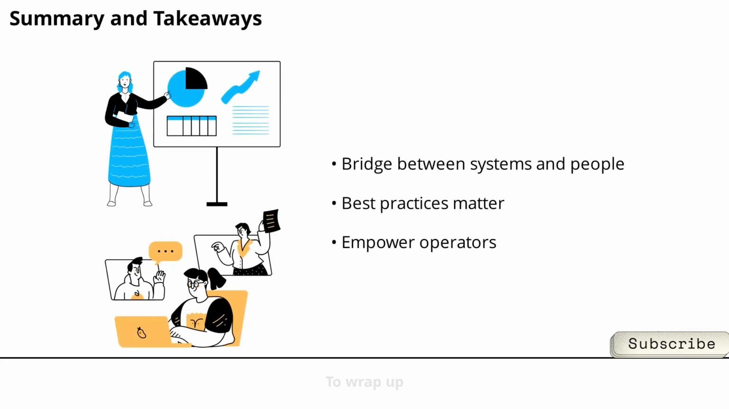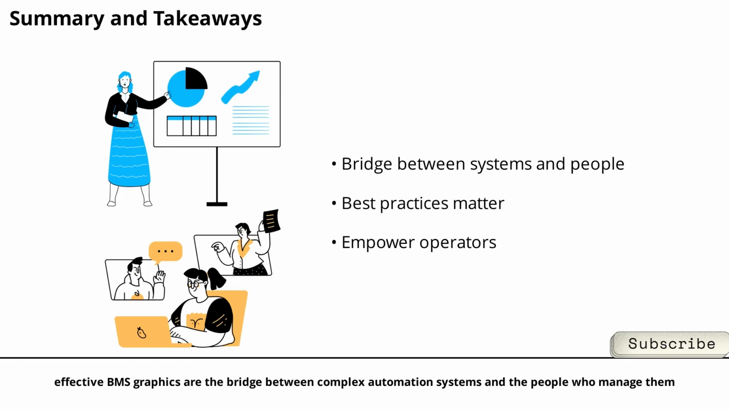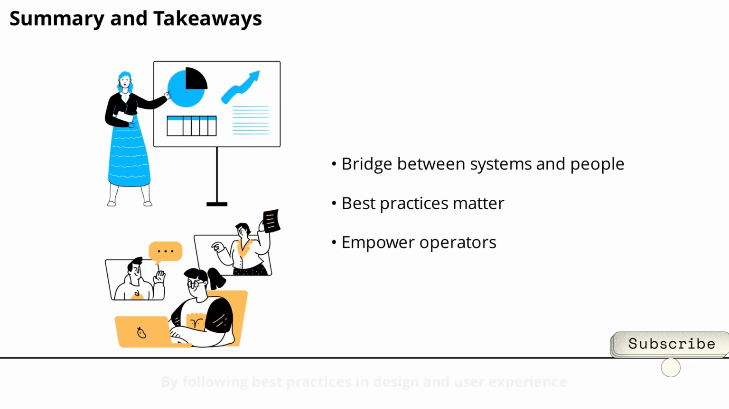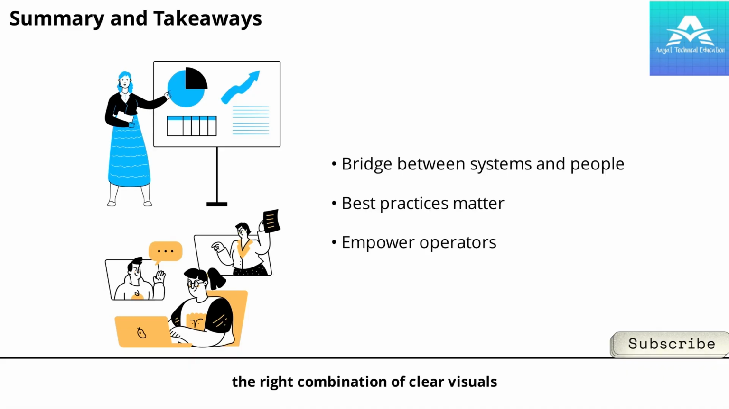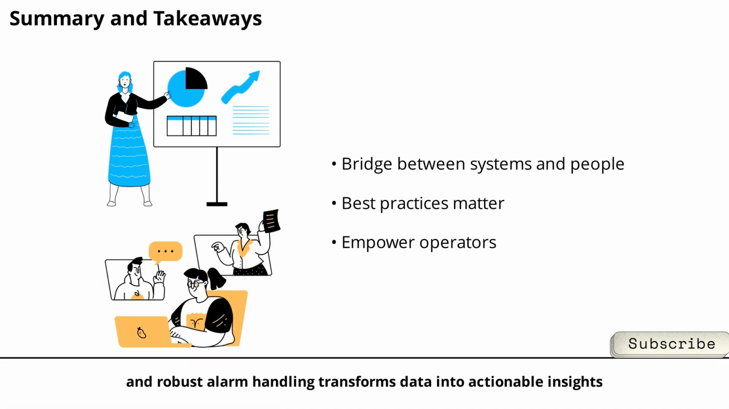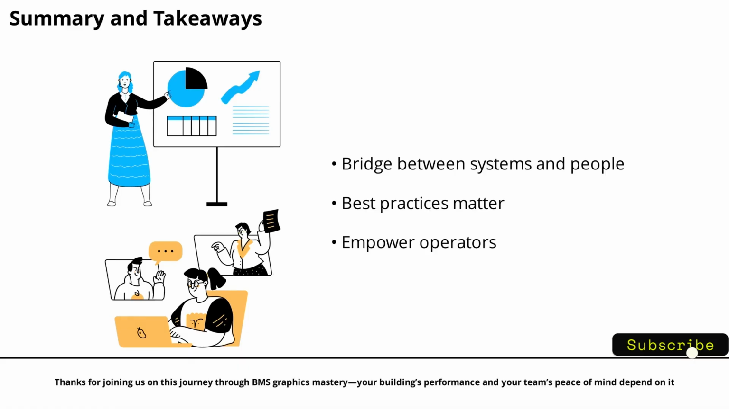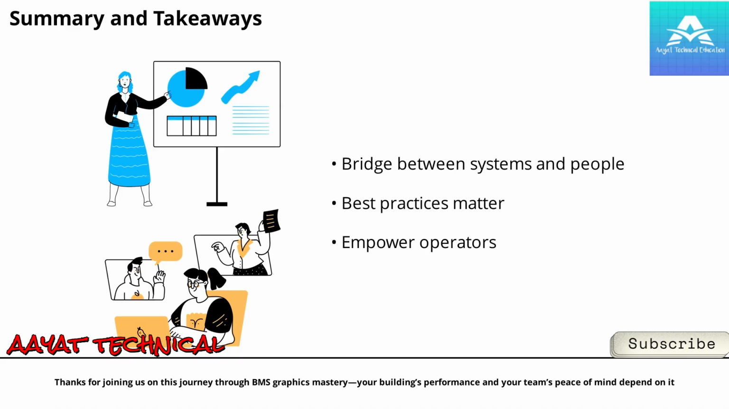To wrap up, effective BMS graphics are the bridge between complex automation systems and the people who manage them. By following best practices in design and user experience, you can ensure that operators maintain comfort, efficiency, and safety with confidence and ease. Remember, the right combination of clear visuals, intuitive navigation, and robust alarm handling transforms data into actionable insights. Thanks for joining us on this journey through BMS graphics mastery. Your building's performance and your team's peace of mind depend on it.